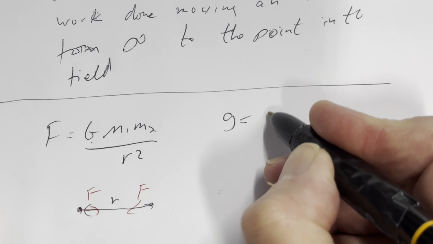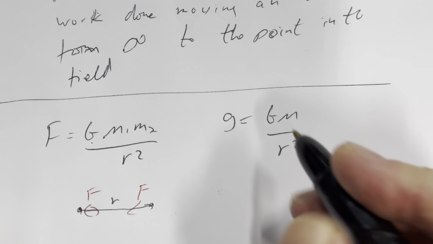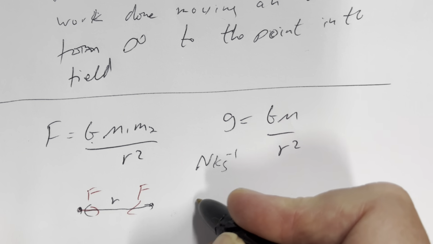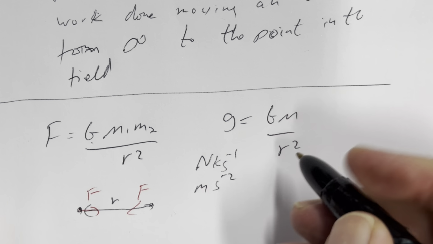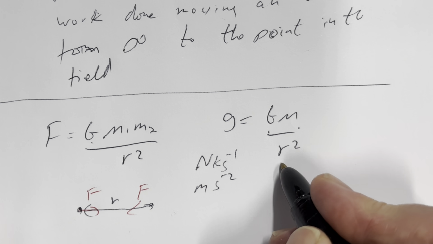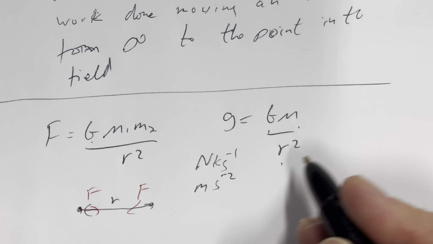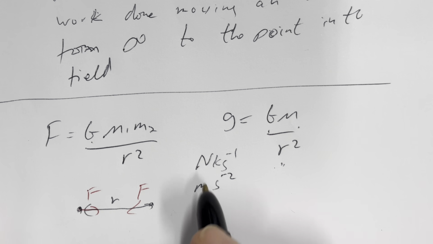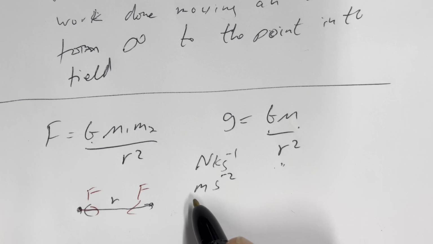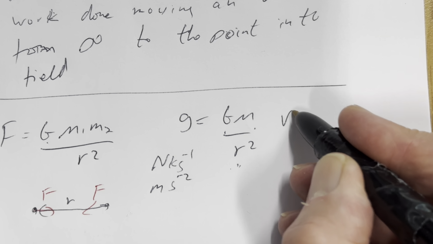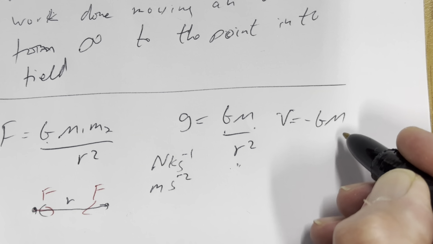We've got g is equal to GM over r squared. Field strength, in newtons per kilogram or meters per second squared, is G, the mass of the object causing the field, and then the distance to the point mass causing the field, or if it's a spherical object, the distance from the point in the field to the centre of the object. And it either tells us the force per unit mass, or it tells us the acceleration due to gravity at that point. And then we've got V is equal to minus GM over r.